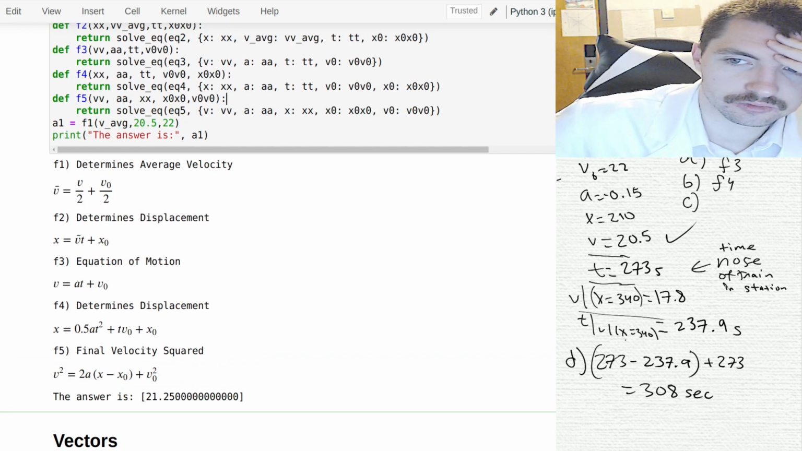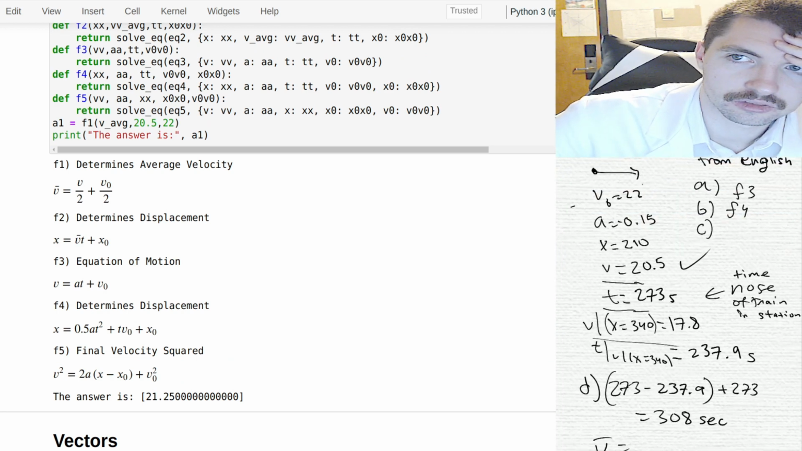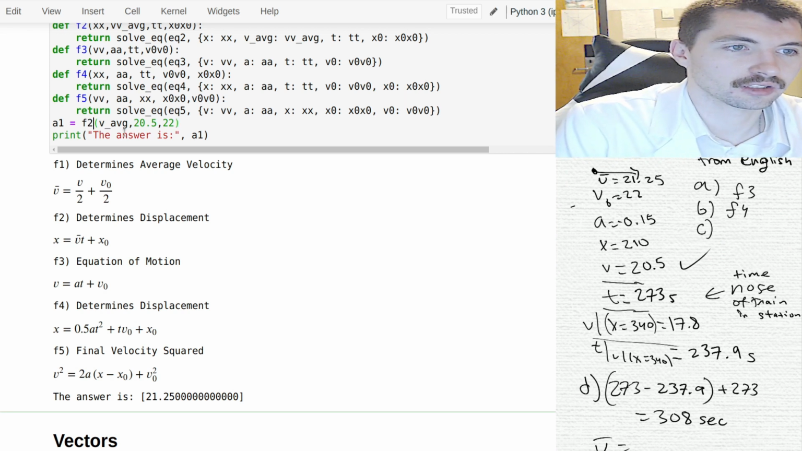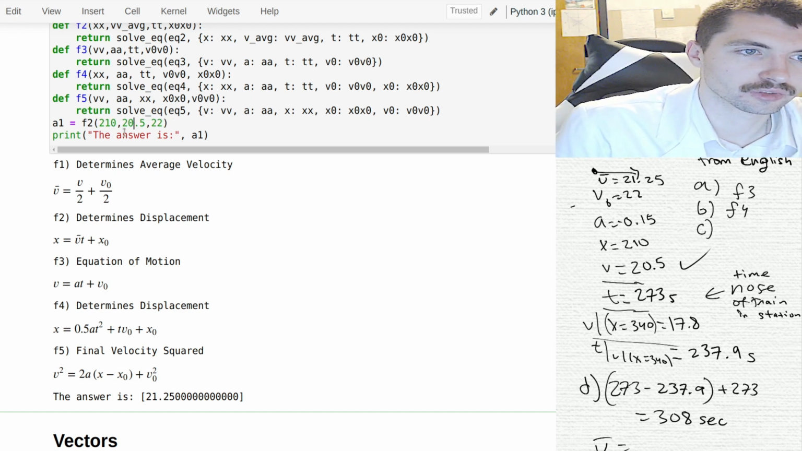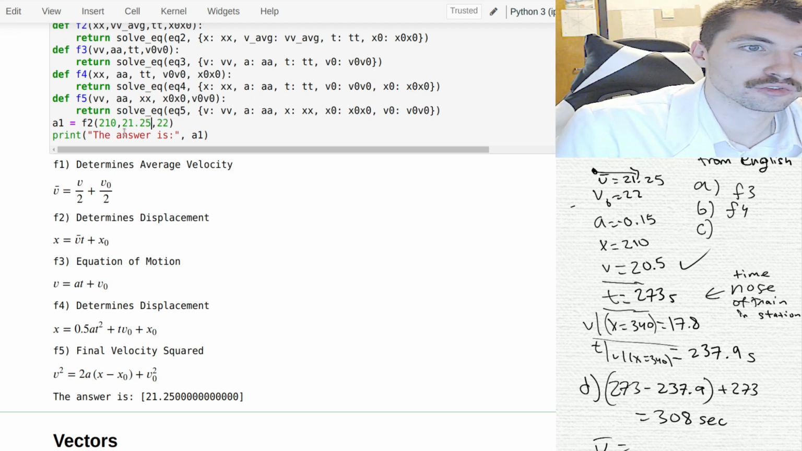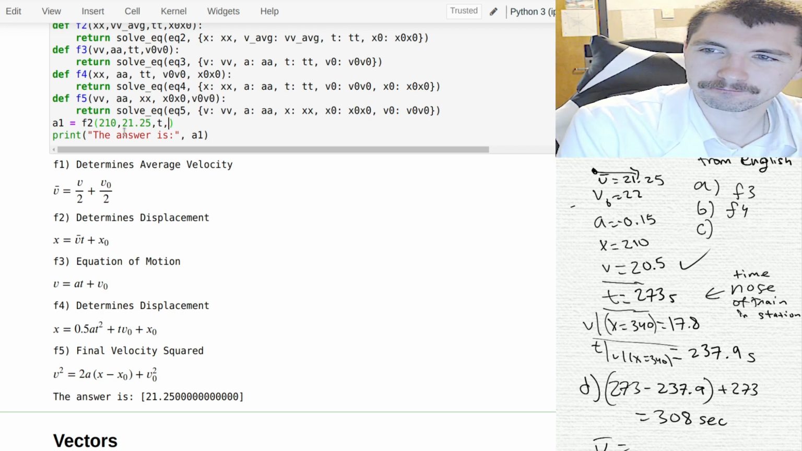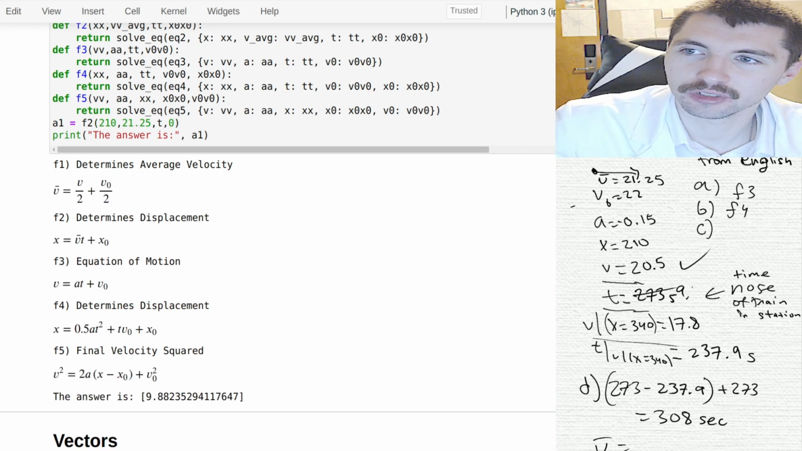Okay, so saying V is 21.25. Okay. Now we're gonna plug that in equation 2. X is 210. Solving for T. 21.25 T, X naught, zero. Okay, so I'm saying this is 9.8 seconds.